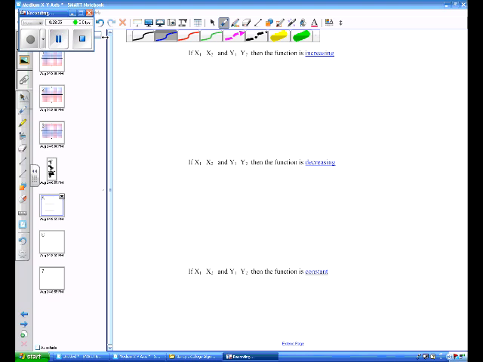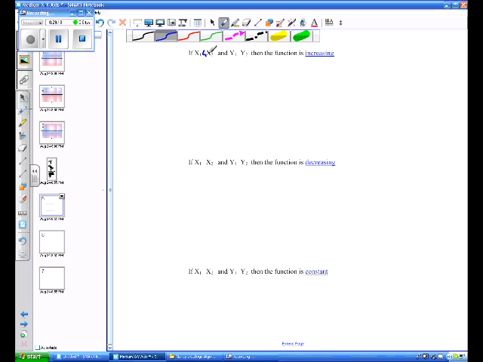What we want to look at now is what we call increasing or decreasing functions. And we want to look at some of our definitions for what we mean by increasing or decreasing. So right here we have that if x sub 1, and in this case we're going to put a less than, if x sub 1 is less than x sub 2 and y sub 1 is less than y sub 2, then the function is increasing.